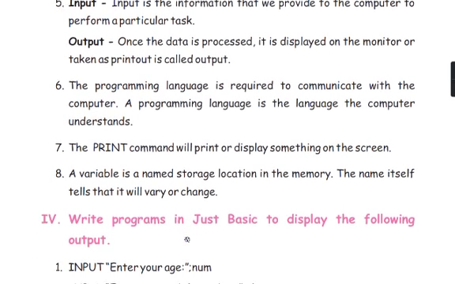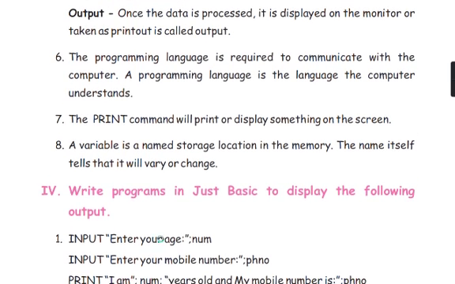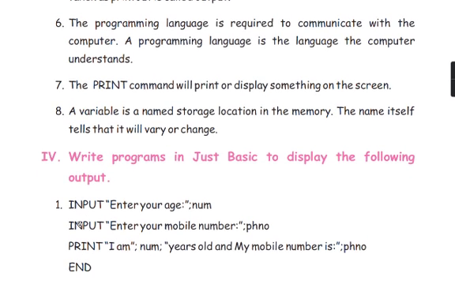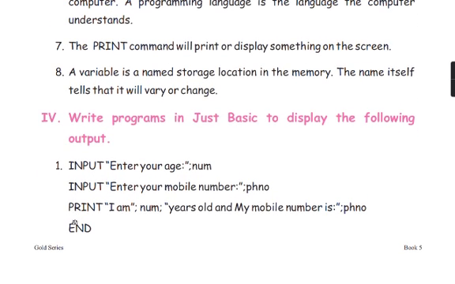Now the next heading, write programs in Just Basic to display the following output. The answer is given. Now we have to frame the program. So input, enter your age; num. Input, enter your mobile number; phone number. Print, I am num years old and my mobile number is phone number. End. If you execute this program, you will get the output which is displayed in our book.